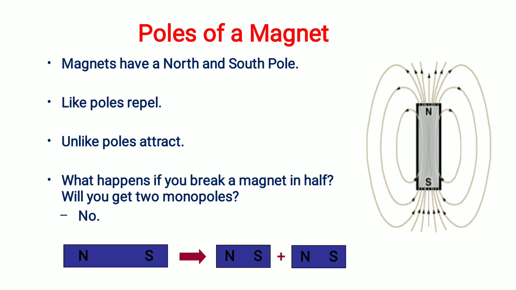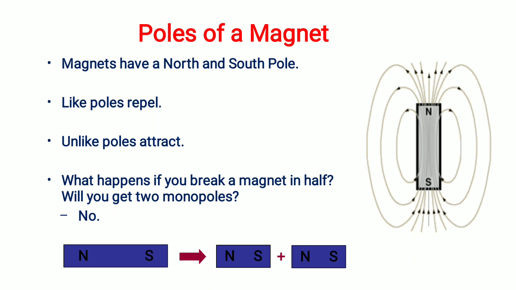Then if you cut the magnet, does it become a monopole? Monopole means single pole. No. If you cut the magnet again, you will get two magnets with the dipole nature. Okay, you can see in the picture. But the strength of the magnet will decrease. I hope you are clear. So no magnetic monopole exists. A magnet is always dipole in nature.